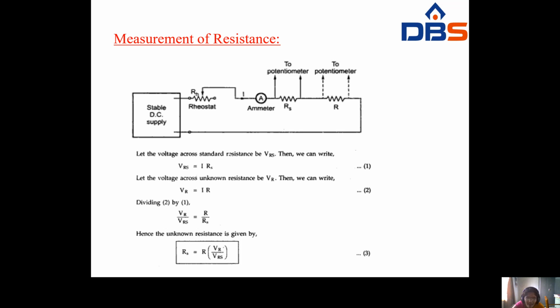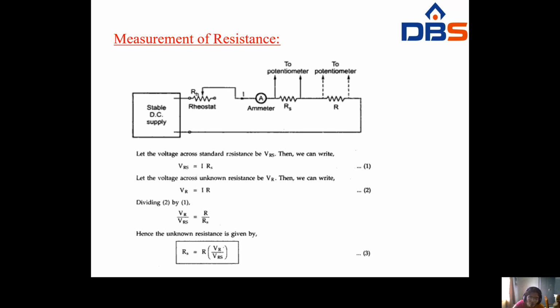From the ammeter, the current flowing through the resistance RS is I, and the voltage drop across RS becomes VRS equal to I into RS. Similarly, let the voltage across the unknown resistance be VR. Then you can write VR equal to I into R. So VR by VRS is equal to R by RS, and you get R equal to RS into VR by VRS.